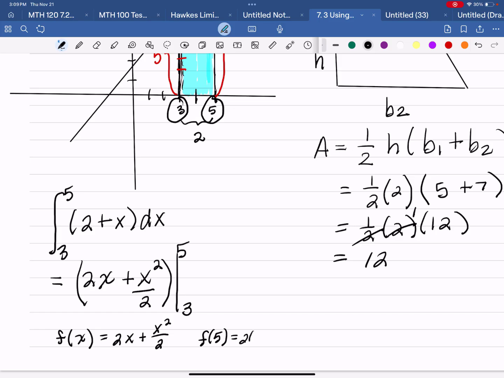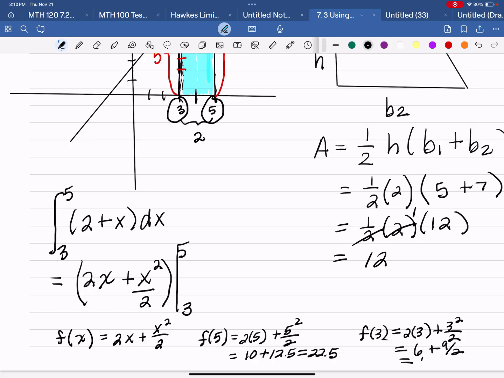That's 2 times 5 plus 5 squared over 2. 10 plus 12.5 is 22.5. F of 3 is 2 times 3 plus 3 squared over 2. That's 6 plus 9 over 2. 6 plus 4.5 is 10.5.